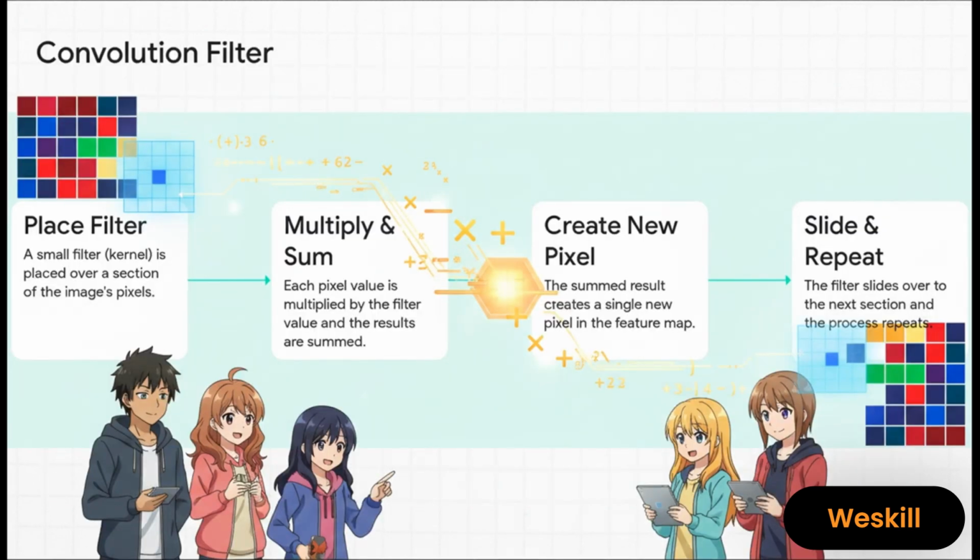So here's the play-by-play. You take this little filter, also called a kernel, and you place it over one small patch of the image. You multiply the pixel values by the numbers in the filter, and then you just add all those results up to get one single new pixel. Then you just slide the filter over to the next spot and do it all over again and again and again across the entire image.